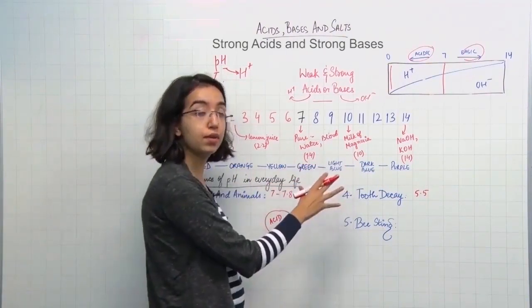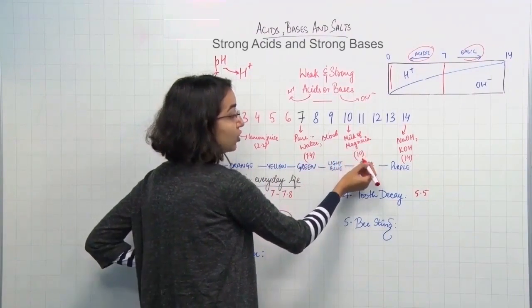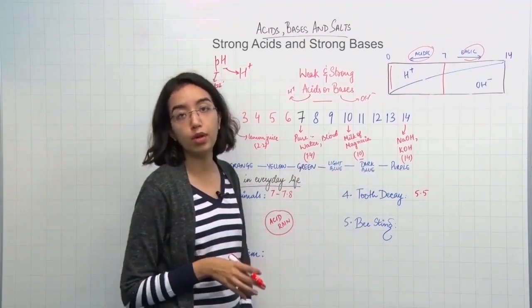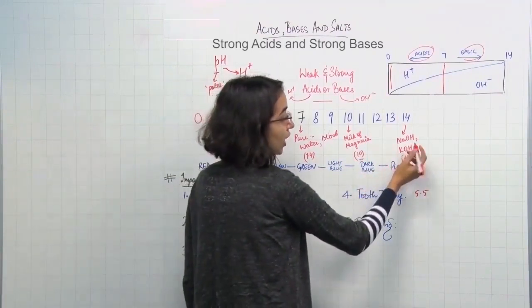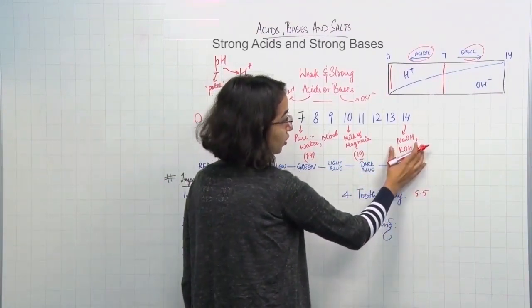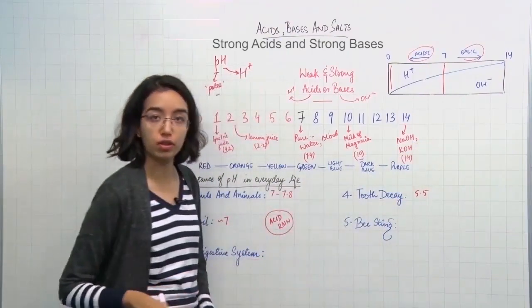Moving on to the side of the bases. Milk of magnesia, which is magnesium hydroxide, has a pH of 10. It is a weak base. A pH of 14, which is highly basic, belongs to sodium hydroxide and potassium hydroxide.